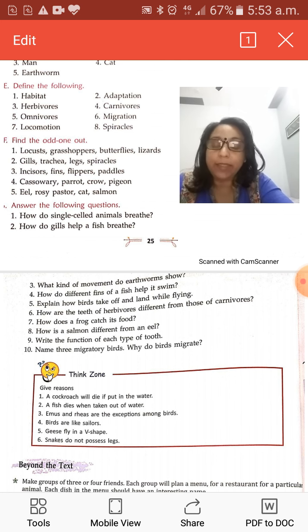Next is eel, rosy pastor, cat, salmon. If you have read the chapter, you must be aware of that. So eel is a fish which migrates, rosy pastor is a bird which migrates, and salmon is also a fish which migrates. So the odd one out is cat.